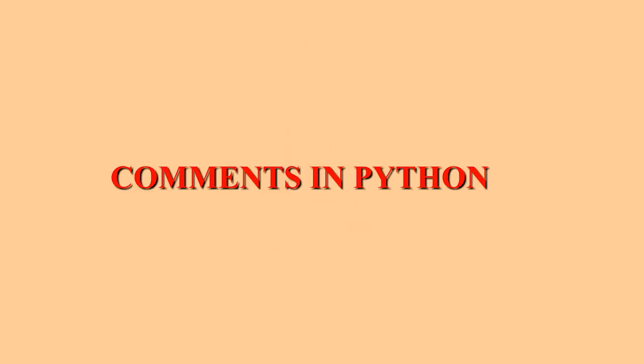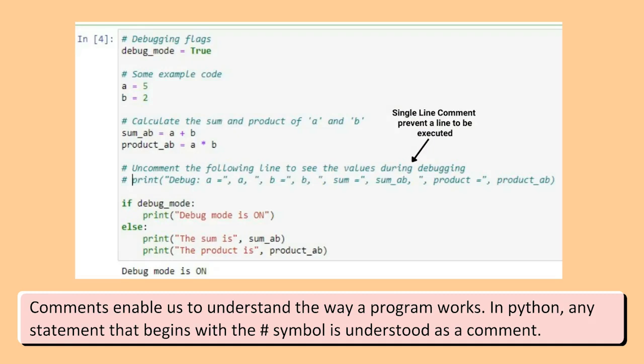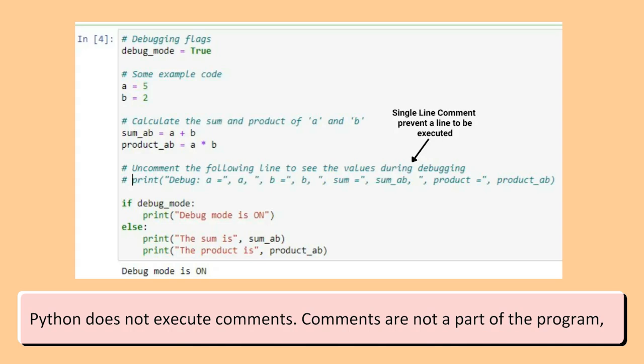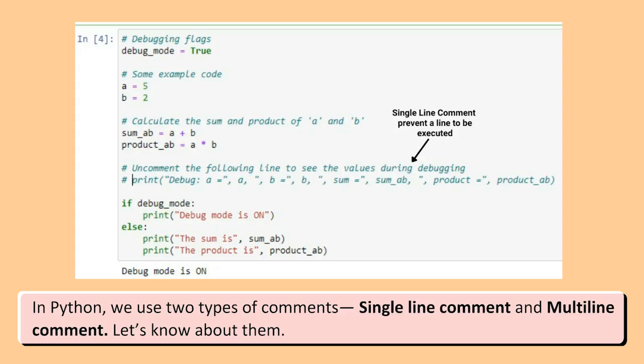Comments in Python. In Python, comments can be used to explain parts of the code. They can also be used to hide the code. Comments enable us to understand the way a program works. In Python, any statement that begins with the hash symbol is understood as a comment. Python does not execute comments. Comments are not a part of the program, but they do enhance the interactivity of the program and make it readable. In Python, we use two types of comments, single line comment and multiline comment.